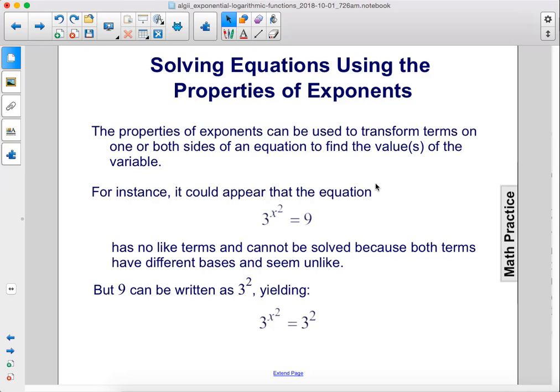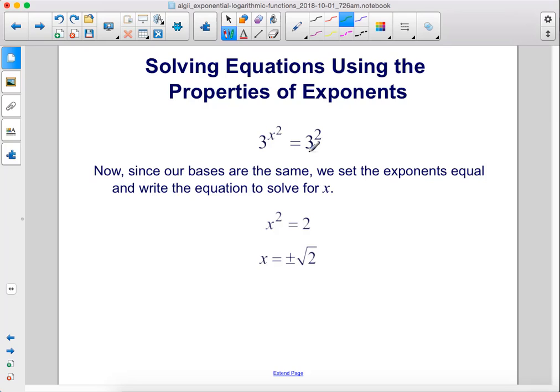The properties of exponents can be used to transform terms on one or both sides of an equation to find the value or values of the variable. For instance, it could appear that the equation 3 to the x squared power equals 9 has no like terms and cannot be solved because both terms have different bases and seem unlike. But 9 can be rewritten as 3 to the second power, yielding 3 to the x squared power equals 3 to the second power.